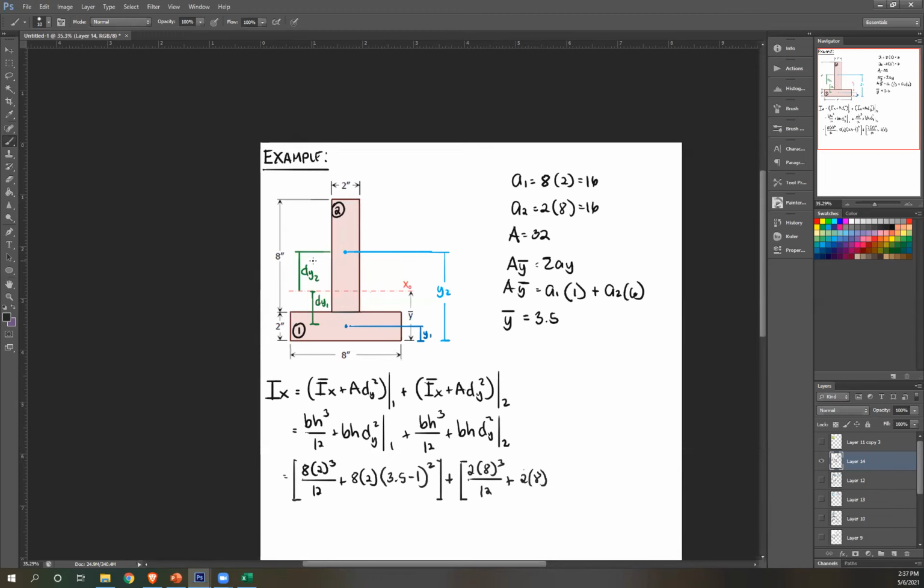Okay. So dy2, how do we get that? Let's take this total height. So this is 4, this is 2, right? So total of that is 6. And then to get dy2, I'm just going to subtract your y bar. So 6 minus your 3.5. Now solve and type in your answer.